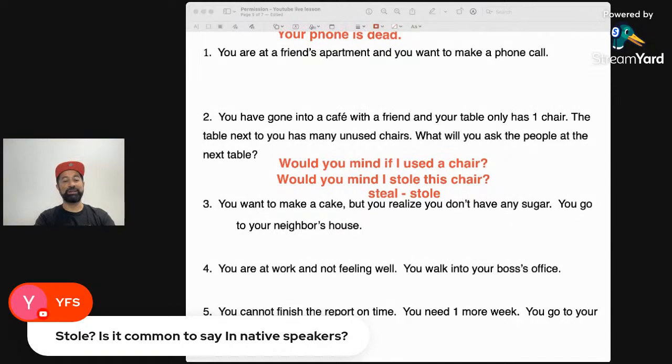YFS, stole. Is it common to say in native speakers? Yes, it's very common. Would you mind if I stole this chair? Steal, it's a negative word. We use it for robbers and burglars, but in this situation, I'm not stealing, and it's very common. It's very playful. It's very casual, but it's kind of fun. So it's not something the person will be surprised by. You just want to use something.